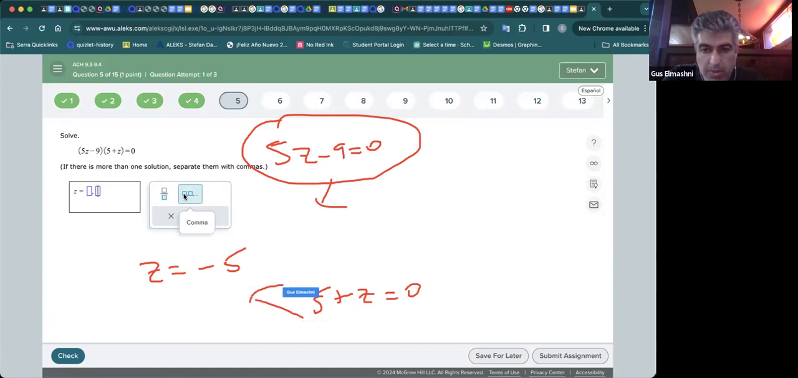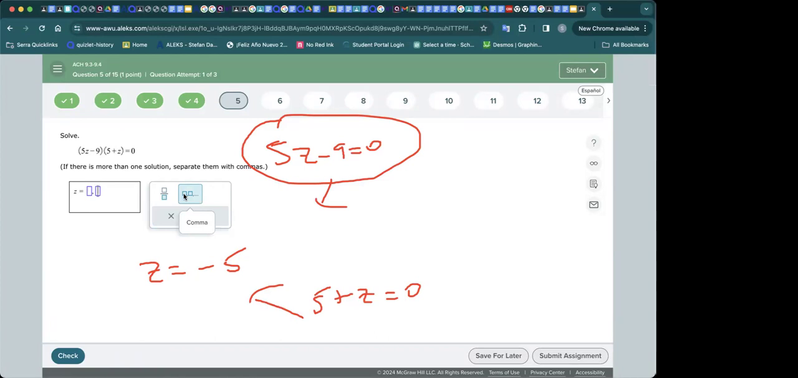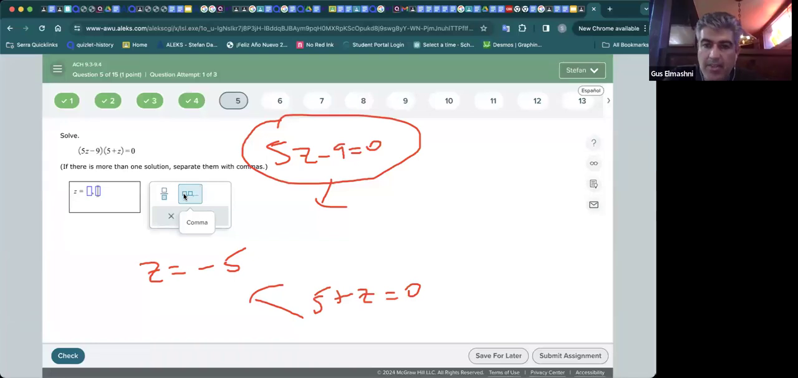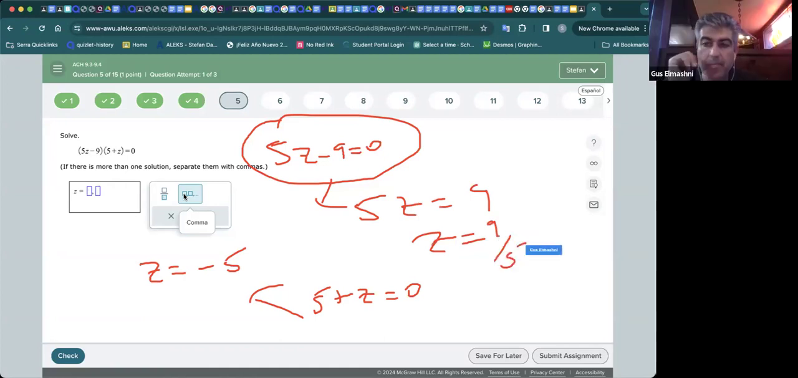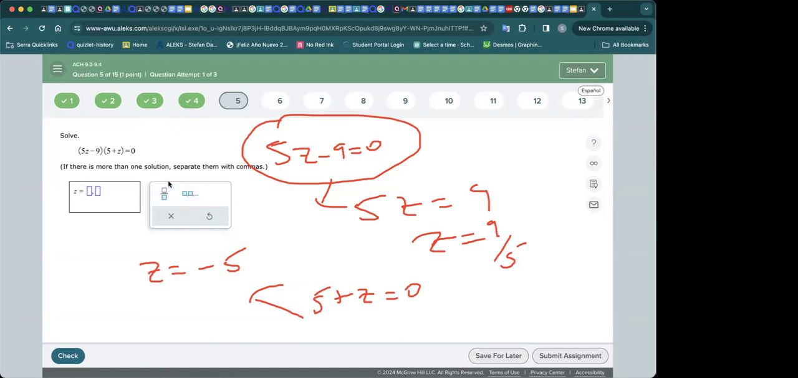That's great. Five plus z equals zero. Z equals negative five. Solve the second one now. When you have five z minus nine equals zero, what does z equal? Four. Solve for z. Get z by itself. Add 9, divide by 5. Nine fifths. There we go.